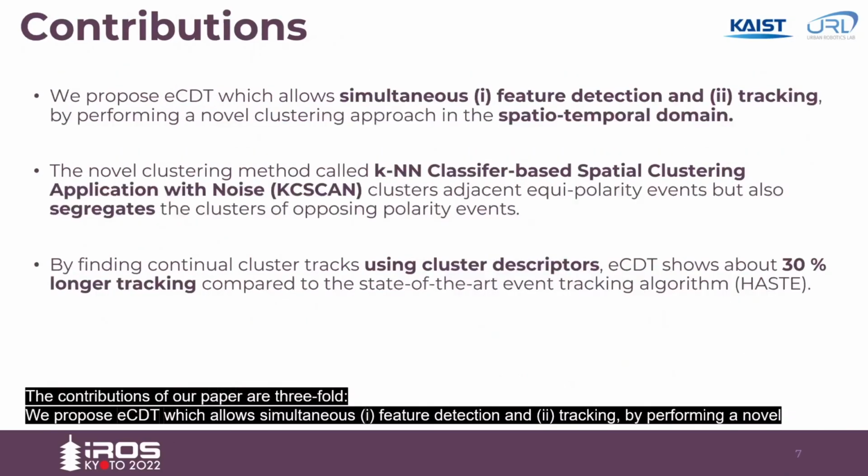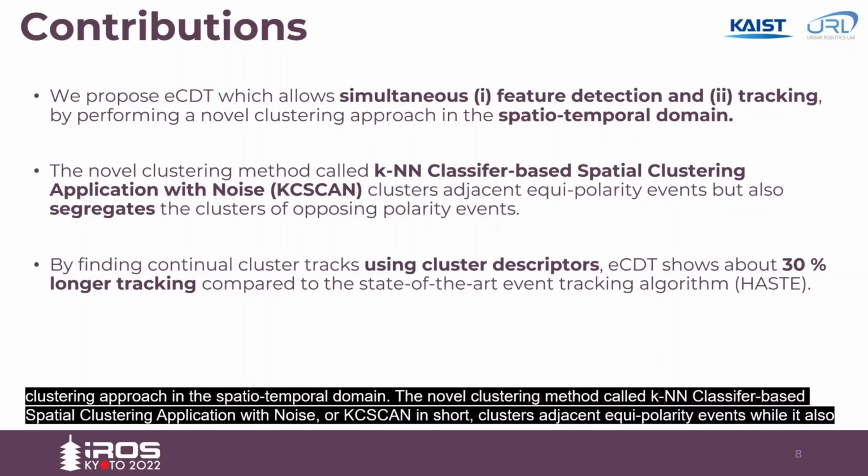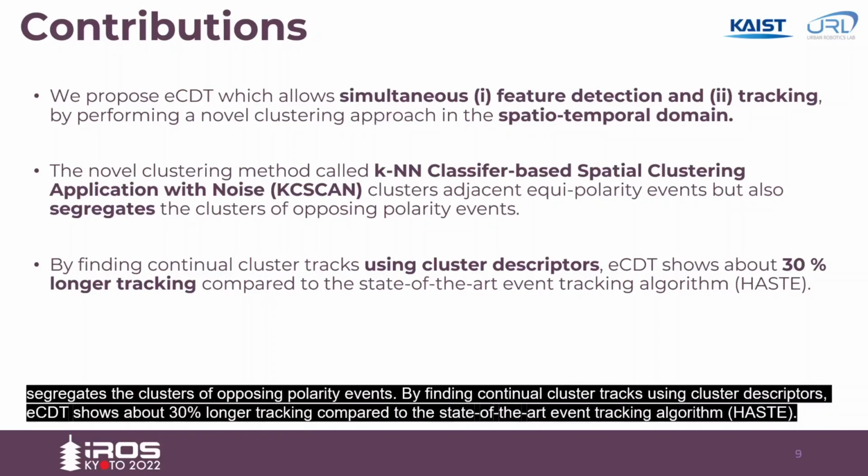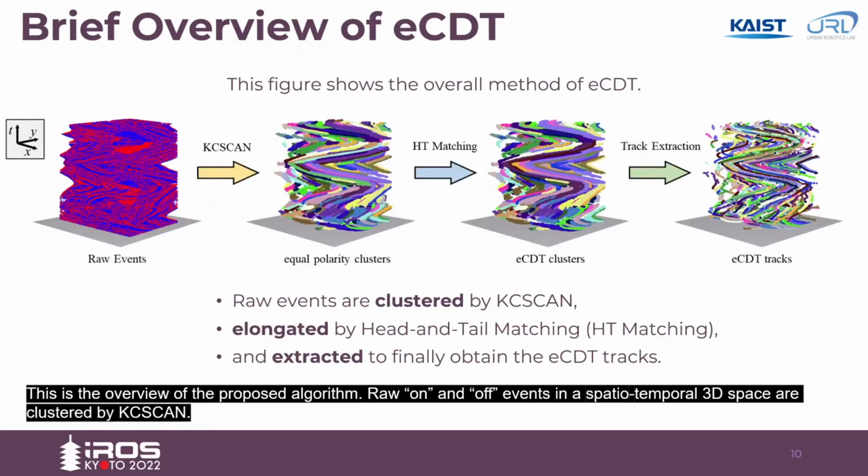The contributions of our paper are threefold. We propose eCDT, which allows simultaneous feature detection and tracking by performing a novel clustering approach in the spatio-temporal domain. The novel clustering method called KNN classifier-based spatial clustering application with noise, or KCSCAN in short, clusters adjacent equipolarity events, while it also segregates the clusters of opposing polarity events. By finding continual cluster tracks using cluster descriptors, eCDT shows about 30% longer tracking compared to the state-of-the-art event tracking algorithm HASTE.